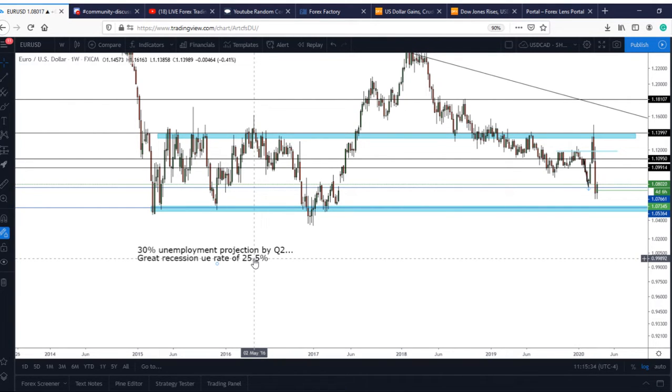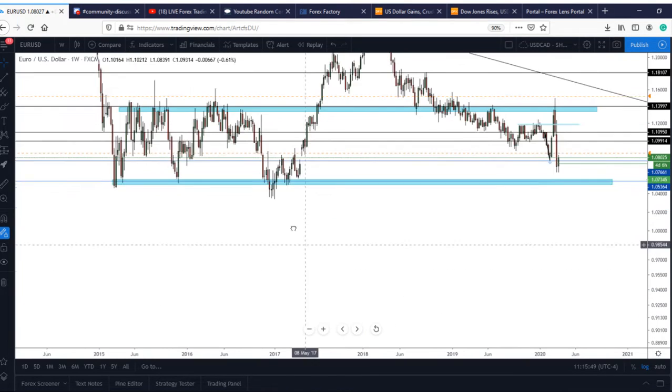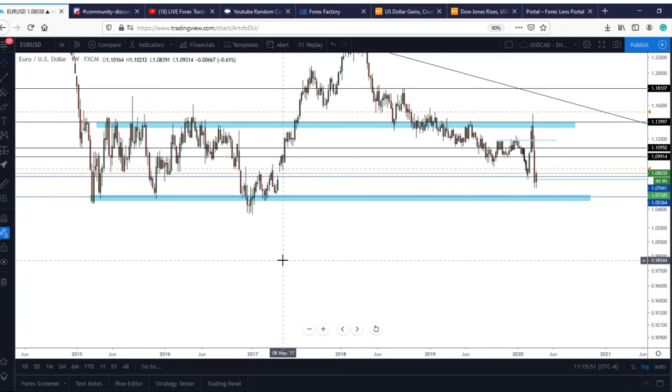So it's pretty serious, guys, and the effects we're going to see in the job market, and then consequently the currency market, are going to come full force. So 30% unemployment is the projection by quarter 2 in the U.S. Pretty crazy stuff, but as the U.S., this thing doesn't discriminate. Every country and nation is going to suffer one way or the other, but we're in uncharted territory, that's for sure.